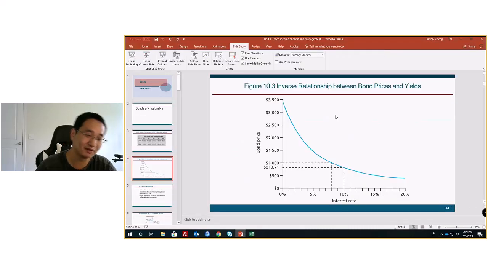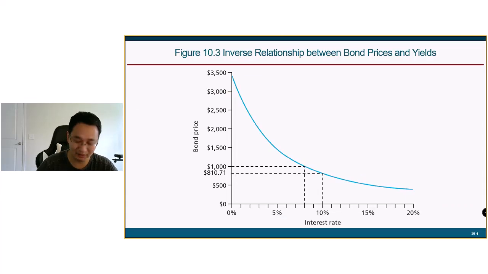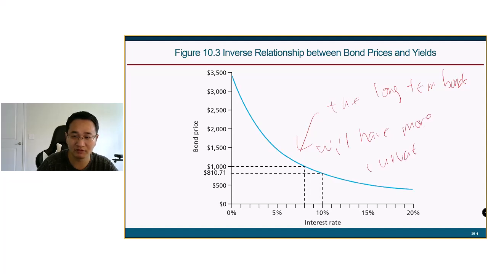Are we good understanding this? Okay. So again, right here, the long-term bonds have more curvature. So we will talk more about it.